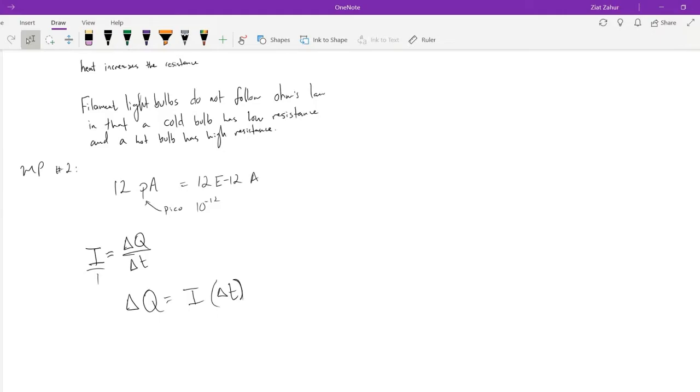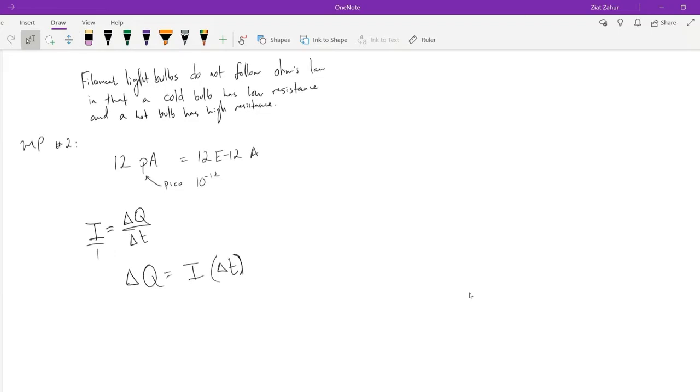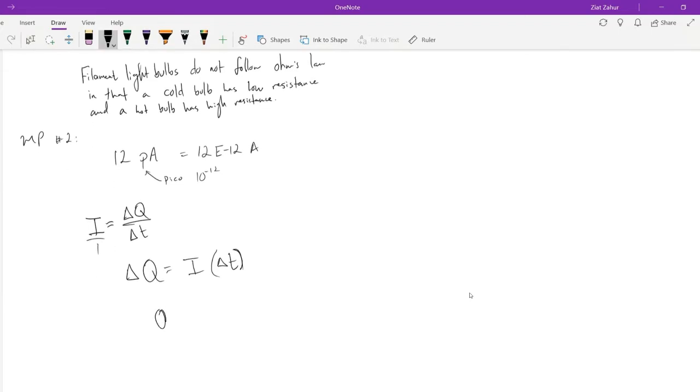Once you have this charge, now you need to find how many electrons. So you can divide this number by the charge of 1 electron to get the number of electrons. Right? So Q, the total charge, divided by the charge of an electron.